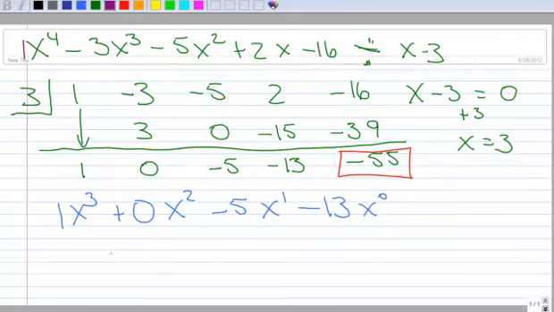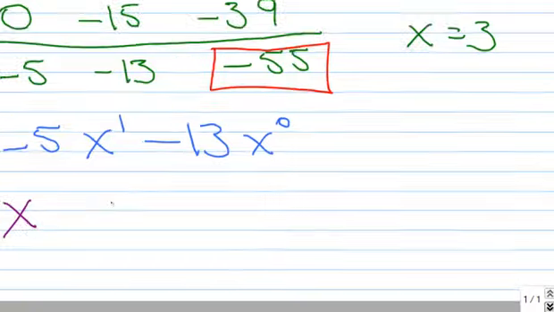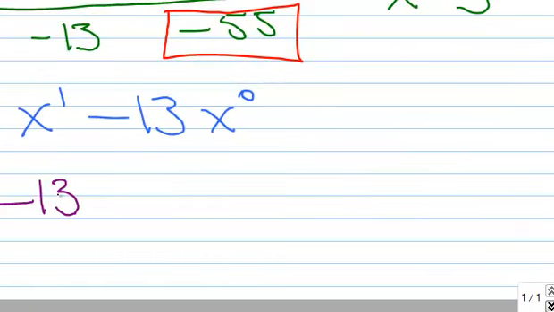And now I can just write this again if I want, simplifying it a little bit. I don't need this 1 here, so I can just write that as x cubed. 0 times x squared, well, that term is going to disappear. I don't really need that. And then I can write minus 5x. And then x to the 0 power, anything to the 0 power is 1, so I could just write minus 13. And don't forget you've got the remainder of negative 55. And that's an example of polynomial division using synthetic division.